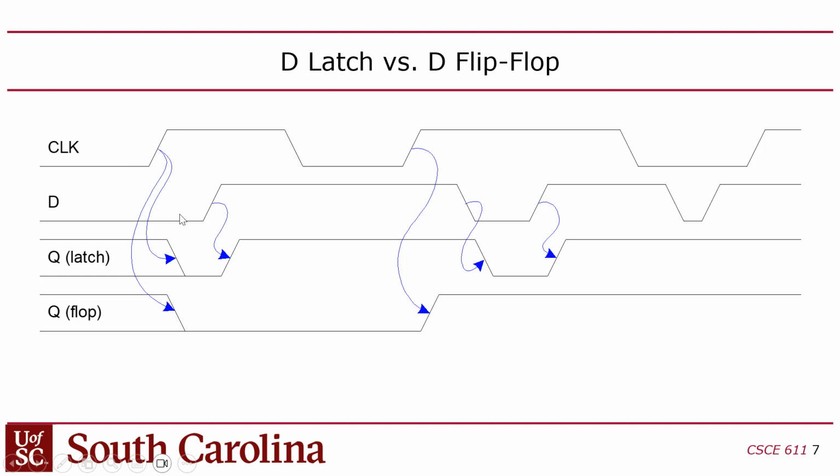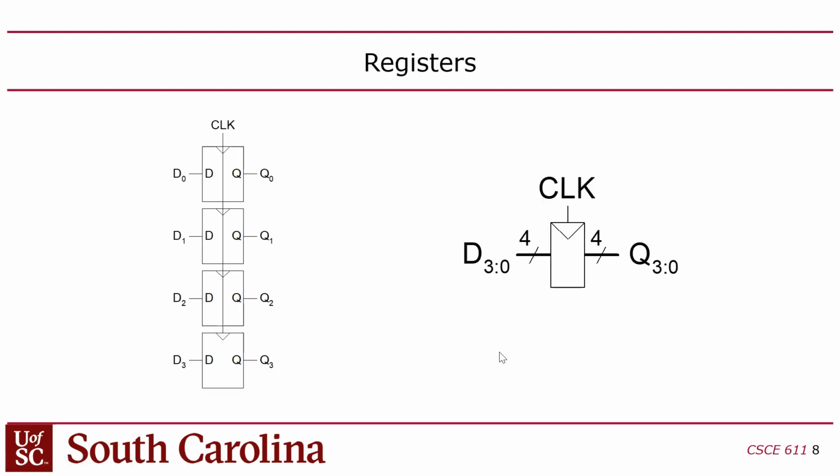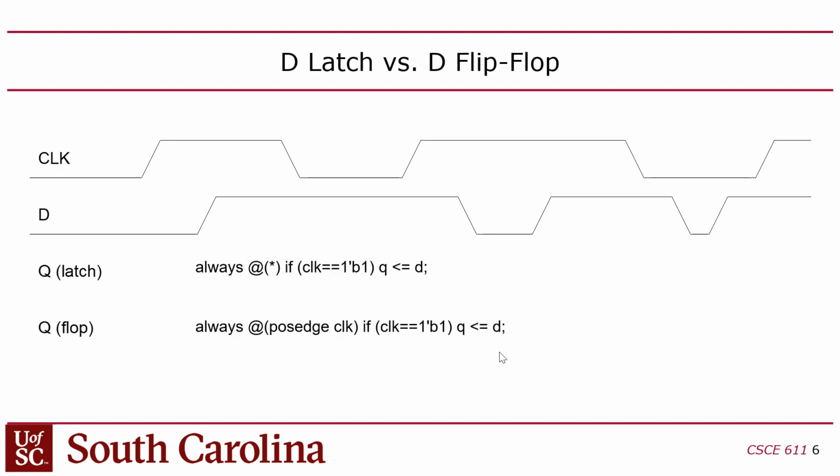Right here, when the clock goes high initially, D is low. That will ensure that Q goes low. D changes while the clock is still high, and that will cause Q to go high. And then in the flip-flop, you just have to look at the rising edges of the clock to see where the corresponding changes in Q are. Does that make sense?